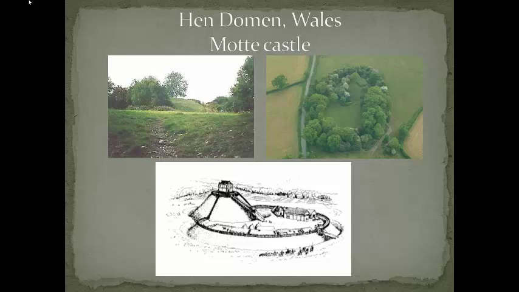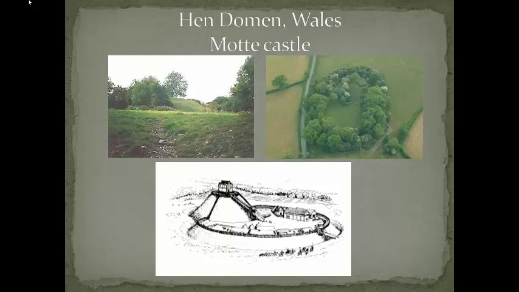As you can see here, this is a very well studied and excavated motte castle from Wales called Hen Domen, and the top two pictures are what it looks like today. So you see why the timber becomes important, because it doesn't really look like much today. Preservation is a real issue with this type of castle.